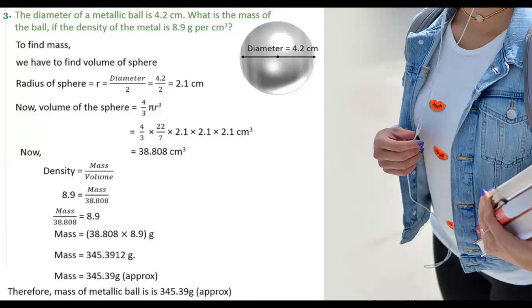So volume of sphere is 4 by 3 times 22 by 7 times cube of 2.1. So by solving we get 38.808 centimeter cube. Now density is equal to mass by volume. That implies mass is equal to density into volume. That is, mass is equal to 3.4539 grams.